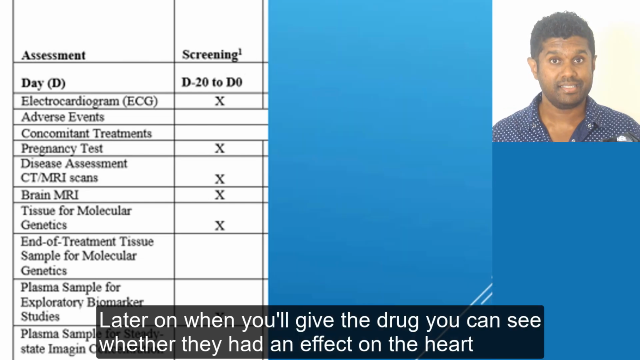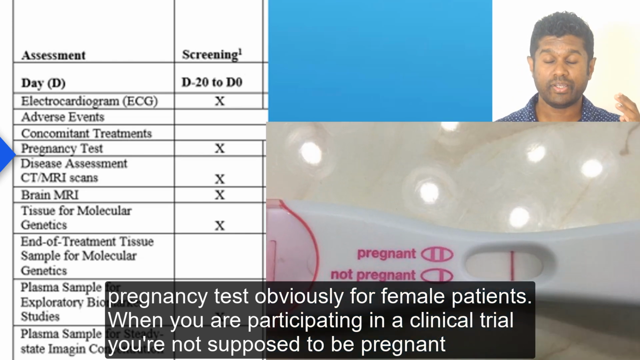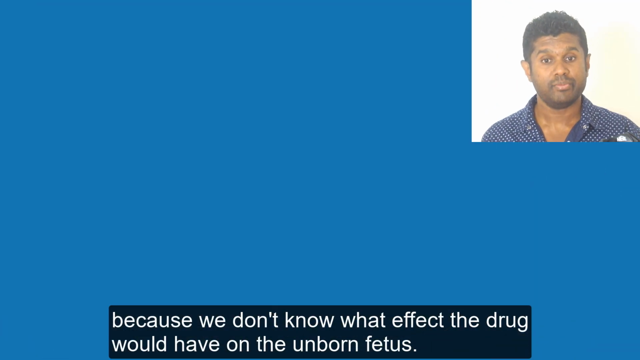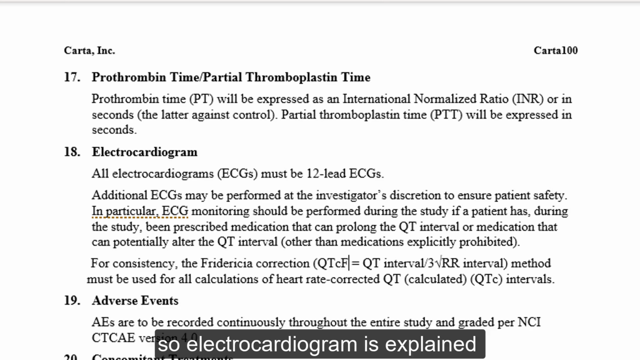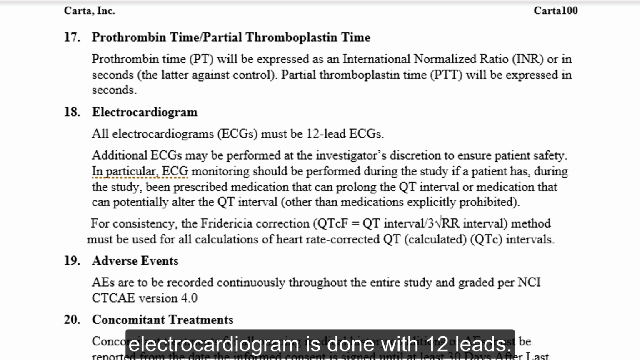Then pregnancy test, obviously for female patients. When you're participating in a clinical trial, you're not supposed to be pregnant, because we don't know what effect the drug will have on the unborn fetus. Again, you can scroll through the detailed procedures in the protocol. The electrocardiogram is explained there. It is done with 12 leads, a 12-lead ECG, and so forth.